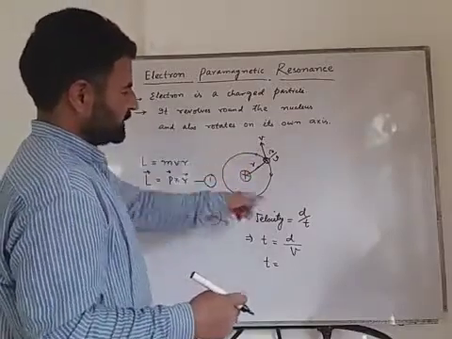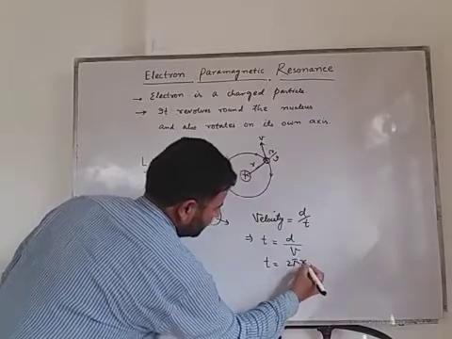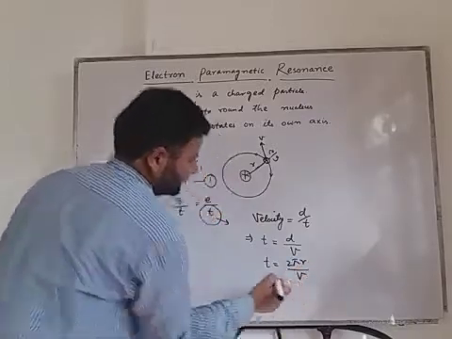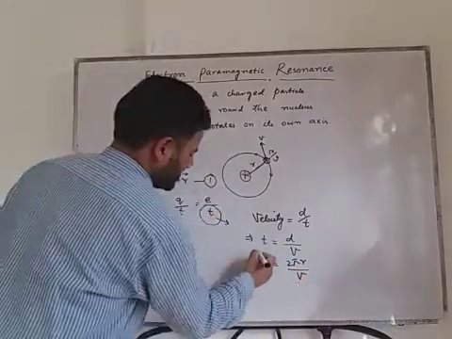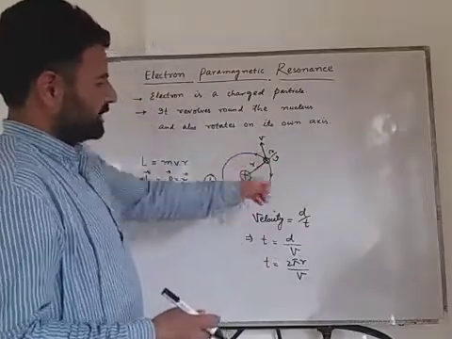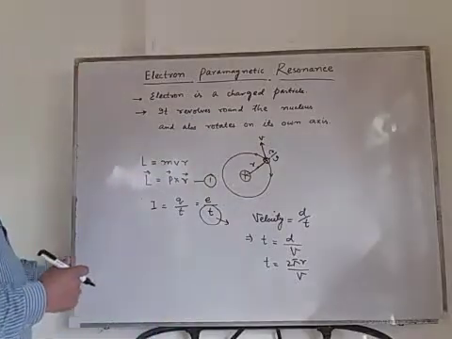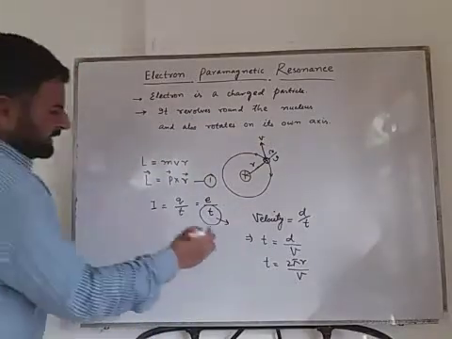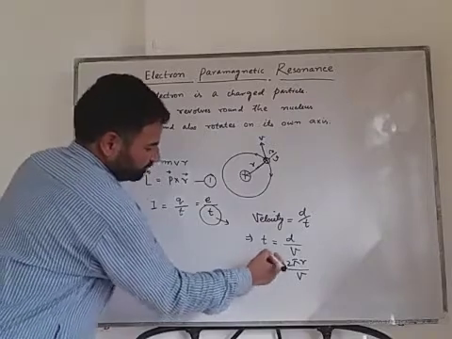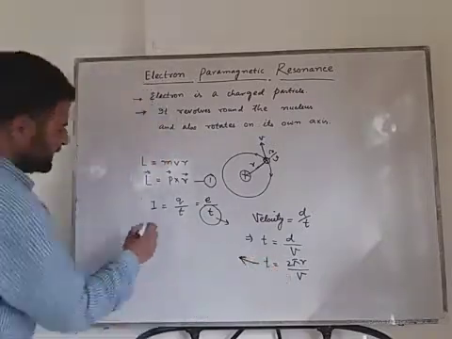Total distance throughout this loop will be the circumference of this circle, that is 2 pi r, divided by v. So this will give us the time which the electron will take to complete one revolution in this circular orbit. So we can actually substitute this value of time in this equation.